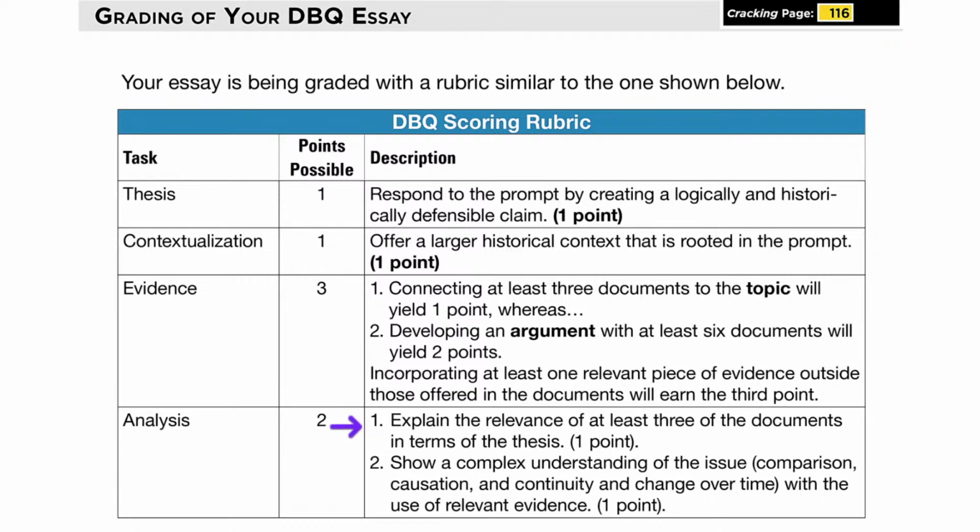2 of the points will come from how you analyze. So that's the piece about explaining the relevance of at least 3 of the documents, and specifically things like purpose, point of view, etc. But then there's also 1 point that's given for what we call sophistication.